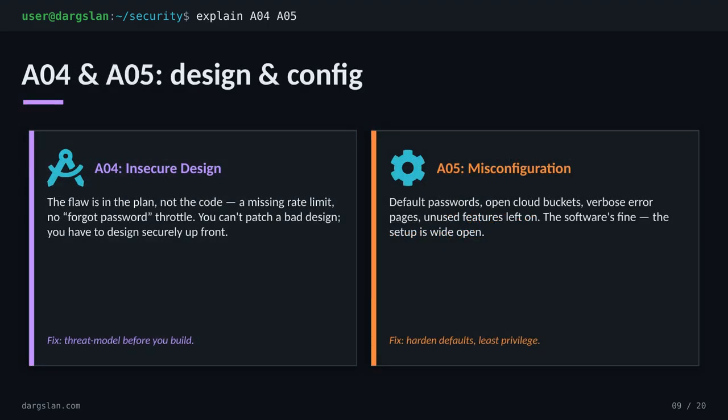Next up, two failures that live above the code itself. A04, insecure design, is when the blueprint is broken. No rate limit on login, no throttle on password reset. No amount of clean code saves a flawed plan. So threat model before you build. A05, misconfiguration, is when the software's solid but the setup is wide open. Default passwords, public cloud buckets, debug pages in production. Harden your defaults, strip what you don't use, and grant the least privilege that still works.